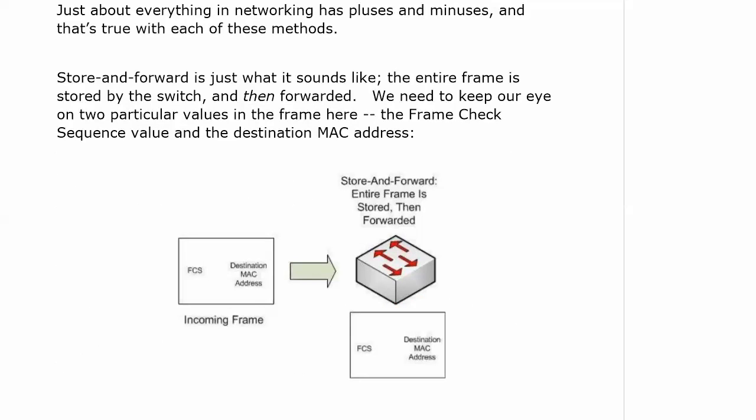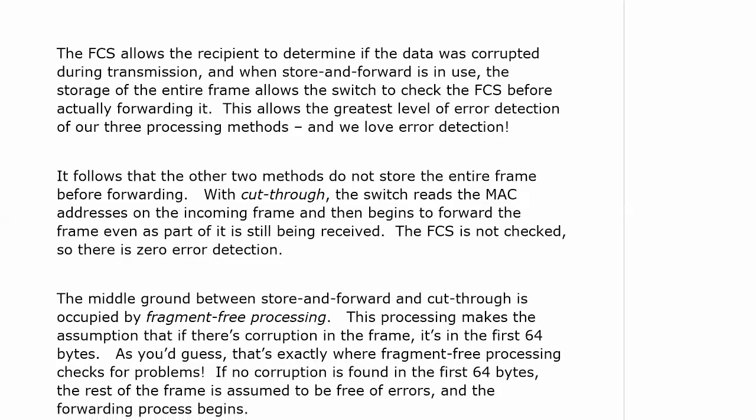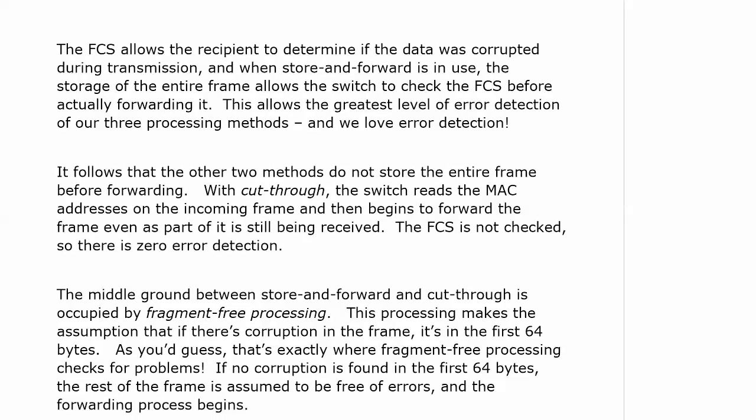We need to keep our eye, though, on two particular values in the frame here. That FCS, the frame check sequence value, and the destination MAC address. Now, the FCS, as we know, allows the recipient to determine if the data was corrupted during transmission. And when store and forward is in use, the storage of the entire frame allows the switch to check the FCS before actually forwarding the frame. Now, this allows the greatest level of error detection of our three processing methods, and we love error detection. We'll take as much of it as we can get. And really, you can see why this is the default on so many Cisco switches.